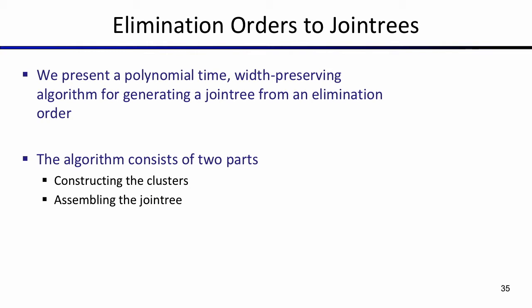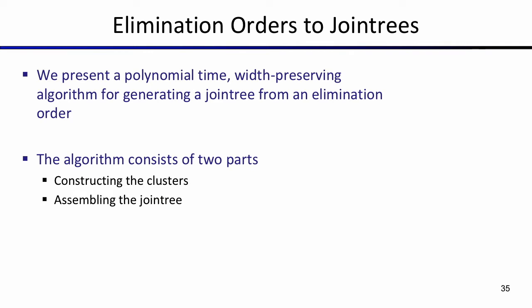One important feature here is that the algorithm is going to be polynomial time. So it's going to be easy to convert the elimination order into the join tree, because if this algorithm was exponential time, it's going to be completely useless, right? Because it's going to take a large amount of time to convert one thing into another. So it's important to be an efficient algorithm, and it's going to be also width preserving. It means that the width that we have in the elimination order will be the same as the width of the join tree.